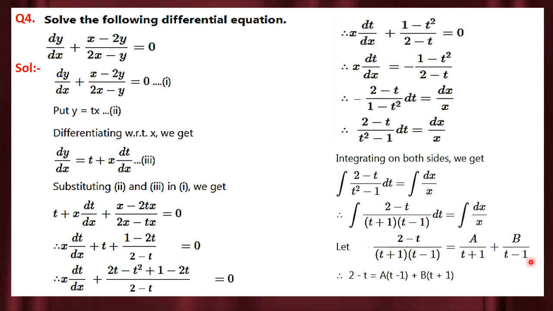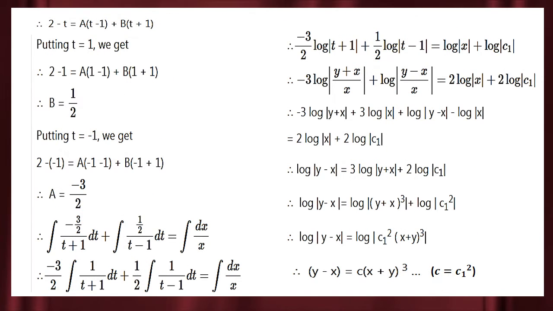Now remove this denominator by multiplying throughout by (t plus 1) into (t minus 1). Then 2 minus t is equal to A into (t minus 1) plus B into (t plus 1). Then we will substitute t equal to 1 to remove this term containing A, and we get the value of B. That is 2 minus 1 is equal to A into (1 minus 1) plus B into (1 plus 1). That is first term will be 0 and second term will be 2B. 2B is equal to 1, then B is equal to 1 upon 2.